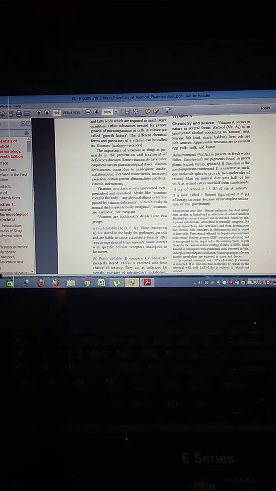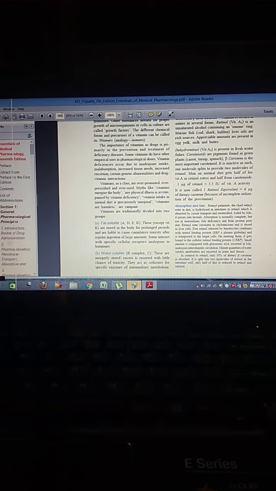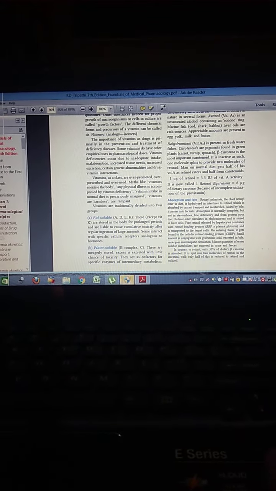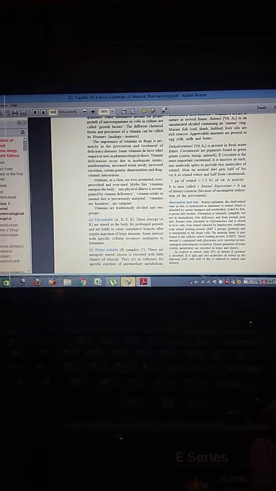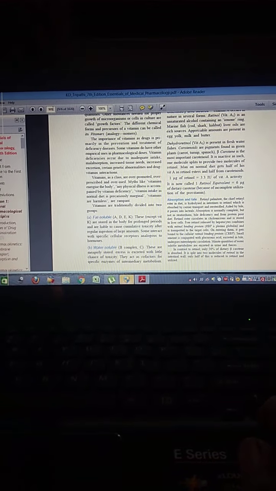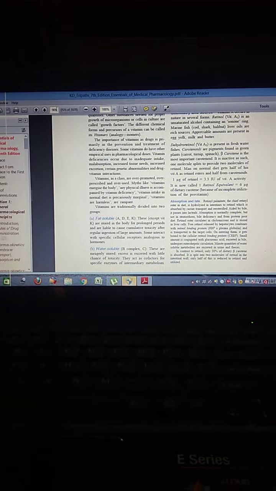Now, water soluble: B complex and C. These are poorly stored and the excess is excreted, with little chance of toxicity. They act as cofactors for the specific enzymes of intermediary metabolism.